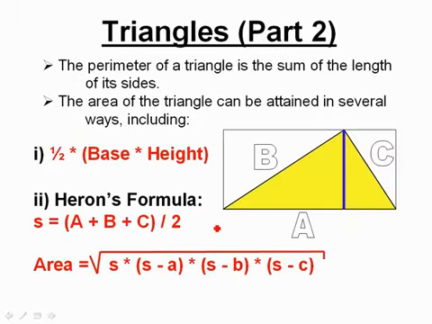So moving on. Triangles part 2. The perimeter of a triangle is the sum of the lengths of its sides. So, in this example, one side is called A, the other B, and the third C. So, A plus B plus C is the perimeter. Simple enough. The area of a triangle can be attained in several ways, including 1/2 base times height. And the reason this works is that if you think about it, this triangle is encased in a box, a rectangle.